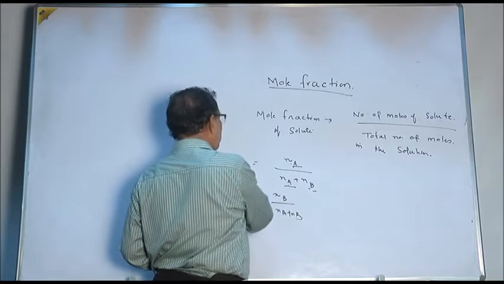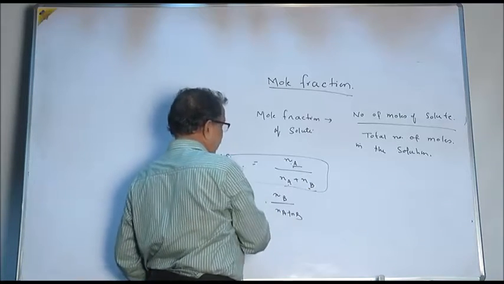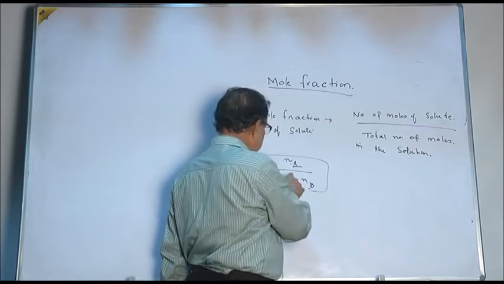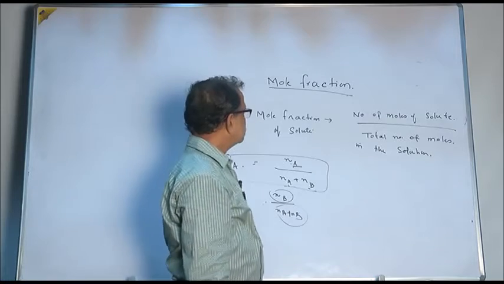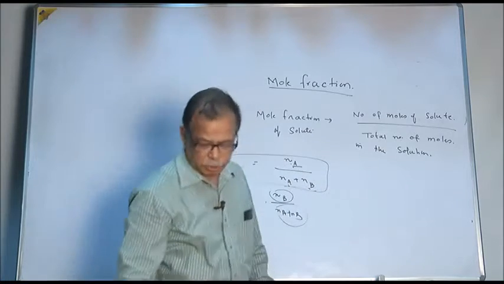That is mole fraction. In a simple way, number of moles of A by total number of moles, and number of moles of B by total number of moles. We can find out the mole fraction of solute or solvent in a solution.